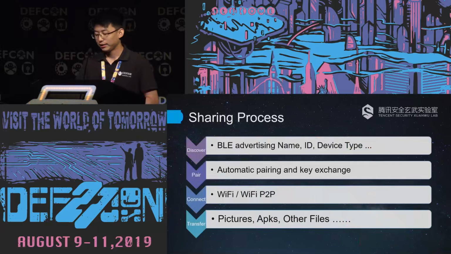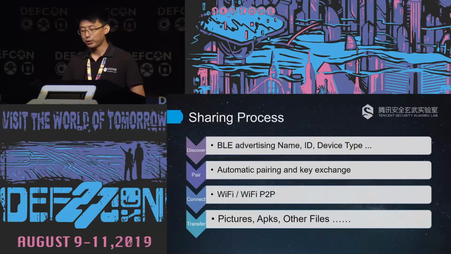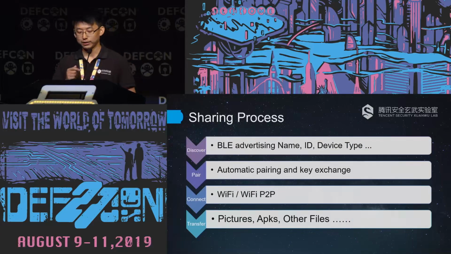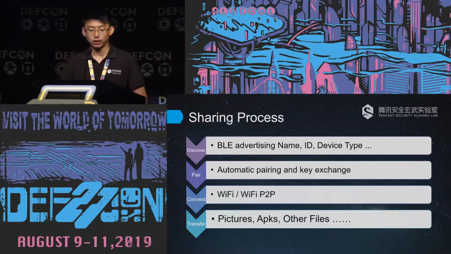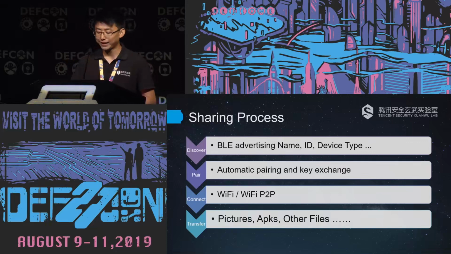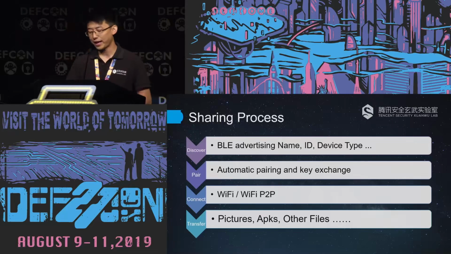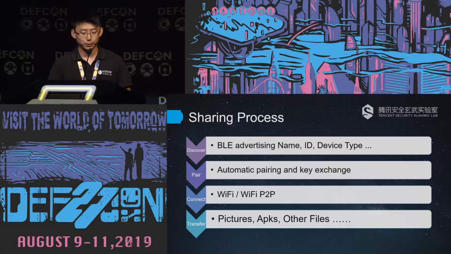The sharing process of nearby sharing apps is shown here. In general, there are 4 steps. First, discover by BLE advertising name, ID, device type, and so on. Secondly, we can pair. Most apps pair and exchange keys automatically, which is very convenient, but it is vulnerable. Thirdly, connect via Wi-Fi or Wi-Fi P2P. Finally, we can transfer files such as pictures, APKs, and so on.